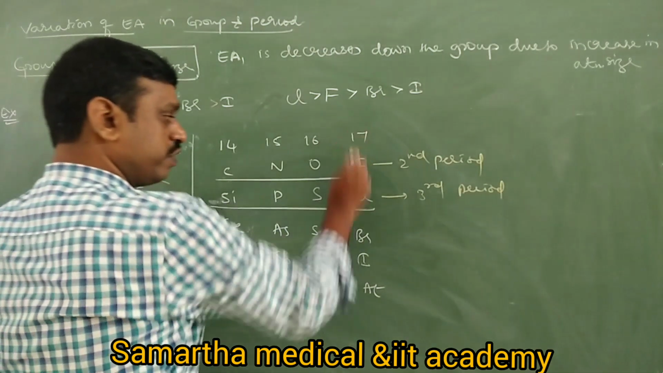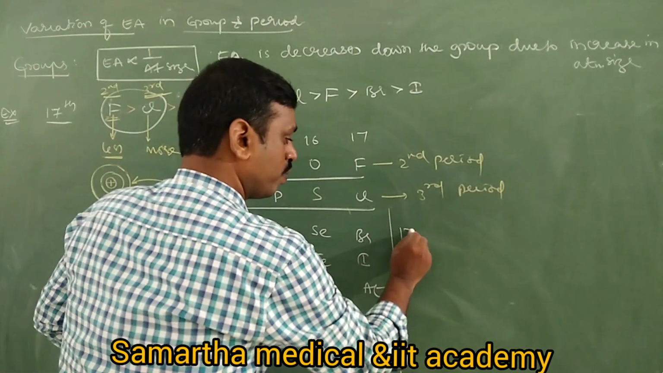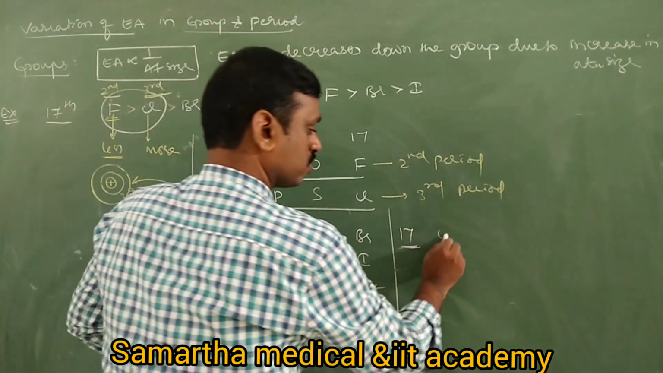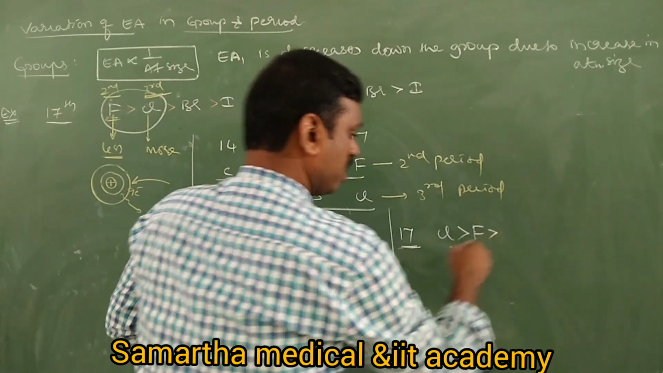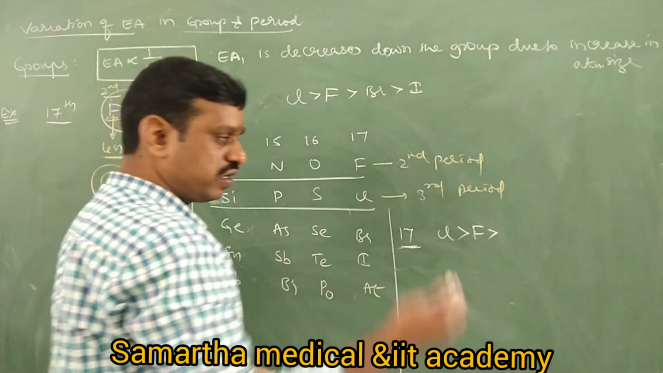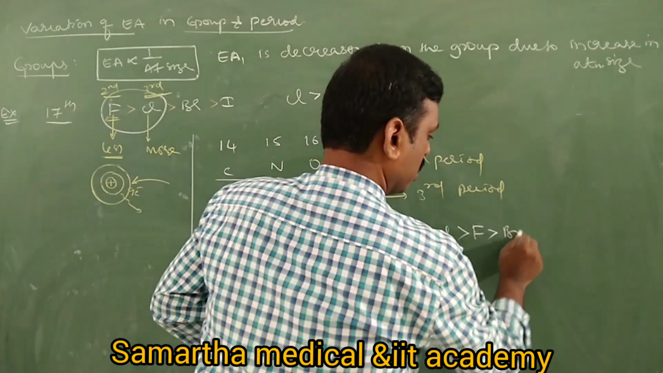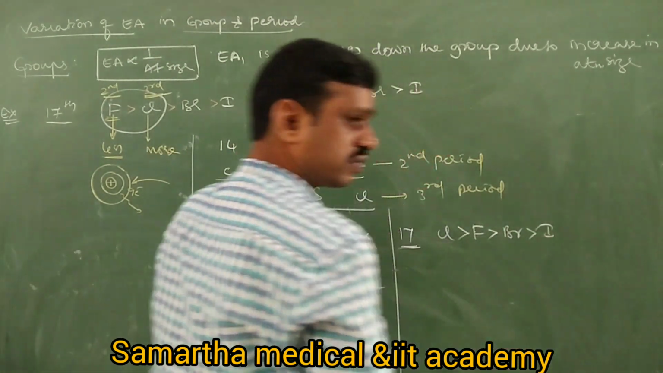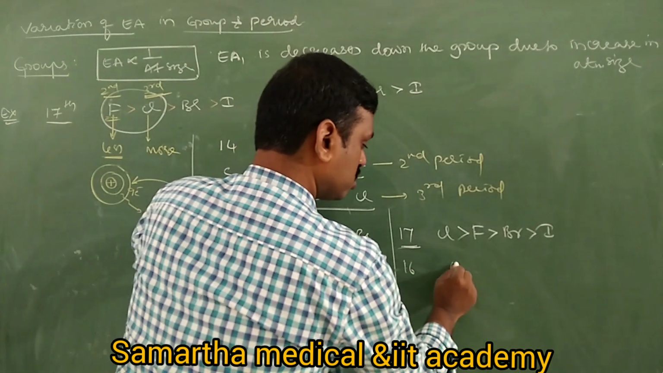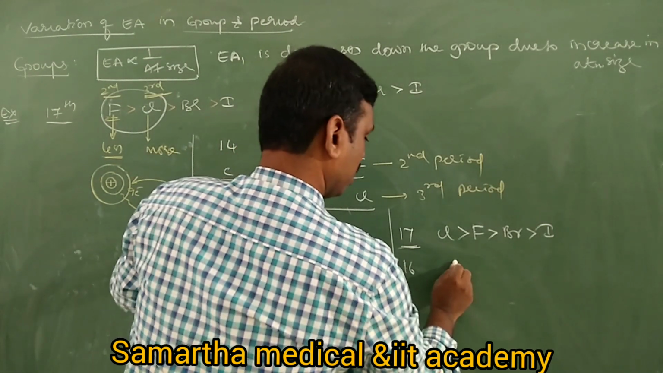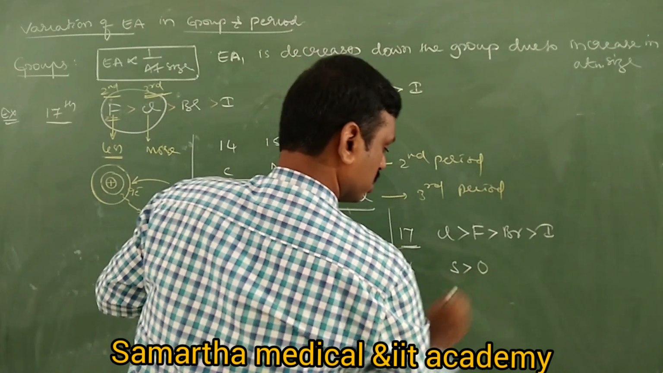So if you take the 17th group elements, which is the most? Chlorine. The electron gain enthalpy of chlorine is more than fluorine. Then the other things are the same, decreasing: bromine, iodine. Right. Similarly, oxygen is in the 16th group. Sulfur is greater than oxygen.